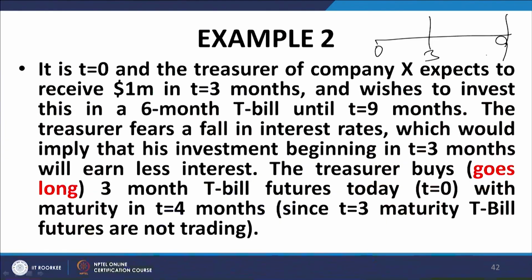The treasurer fears the fall in interest rates, which would imply that his investment beginning at T equal to 3 months will earn less interest. The treasurer goes long 3-month T-bill futures today with maturity at T equal to 4 months. The IM index quotes at T equal to 0 and T equal to 3, when the hedge is to be lifted and the position closed, of the T-bill futures turn out to be 89.2 and 90.3 respectively. Spot investment rates at T equal to 0 and T equal to 3 months are 11% and 9.6%. Work out the extent to which the hedge is effective.